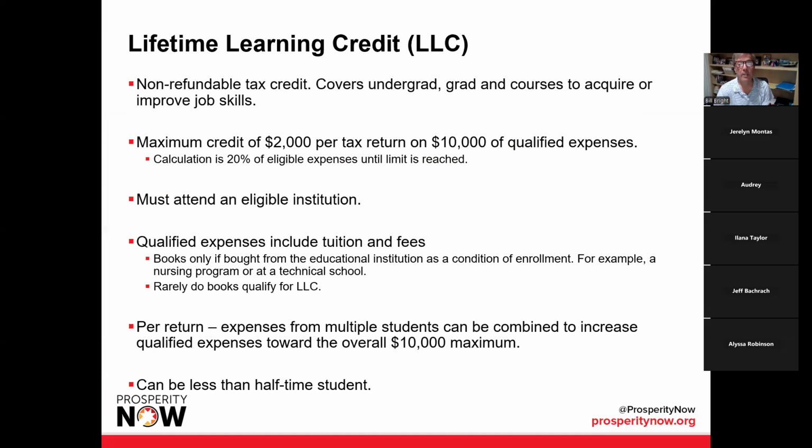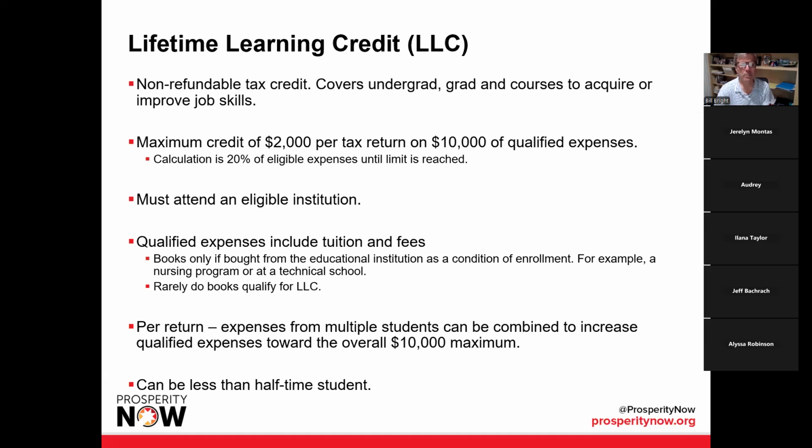So the lifetime learning credit, this covers undergraduate, graduate, and courses to acquire or improve job skills. The max credit is 2,000 per tax year. So now there's 20% of qualified expenses. So the max is 2,000. And this is a non-refundable credit, so it's just going to reduce tax owed. Again, they must, just like the AOC, attend an eligible institution. Qualified expenses include tuition and fees, et cetera.